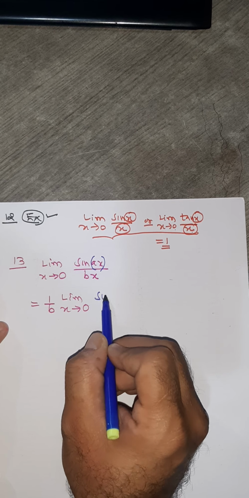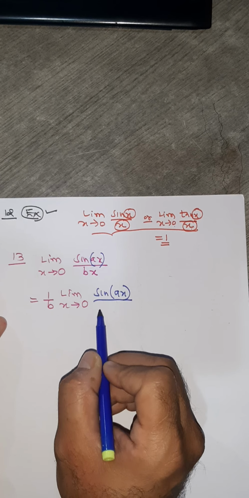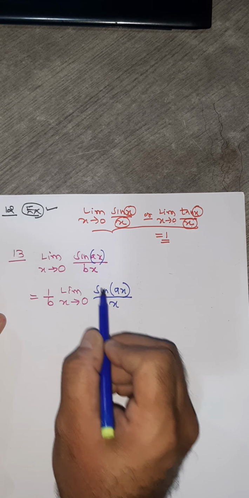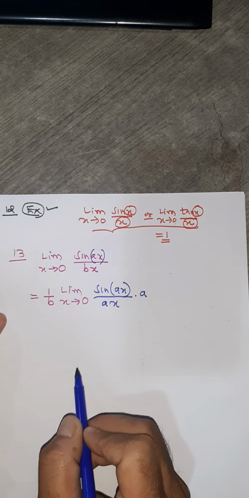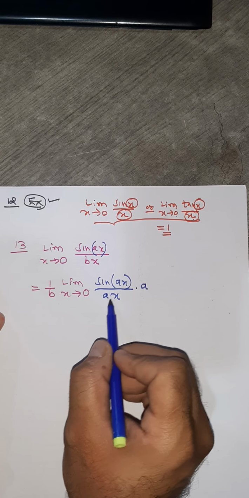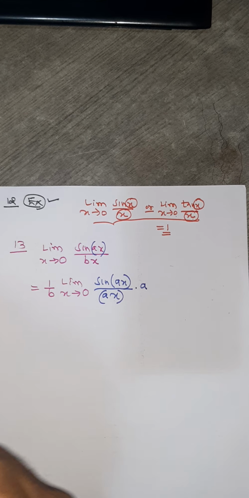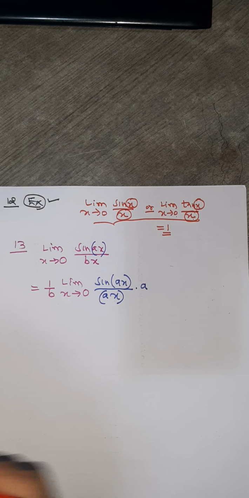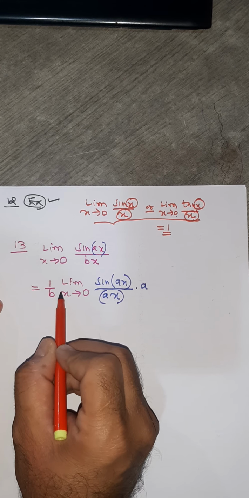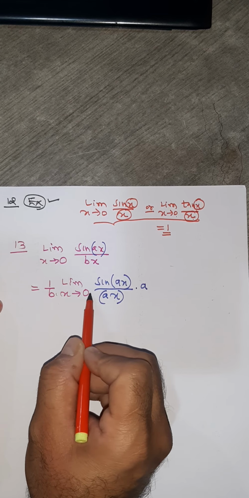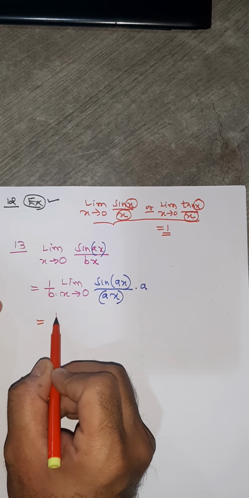That's sine ax. So here it is sine ax. So what should be in the denominator? The same angle should be there. You have only x. So I'll divide by a and I'll multiply with a. Multiplying and dividing by a. The angle should be the same. This is ax, so here also ax. If you want, you can write as x tends to 0, ax also tends to 0, but that's okay. If you want, you can write like this, one more step.